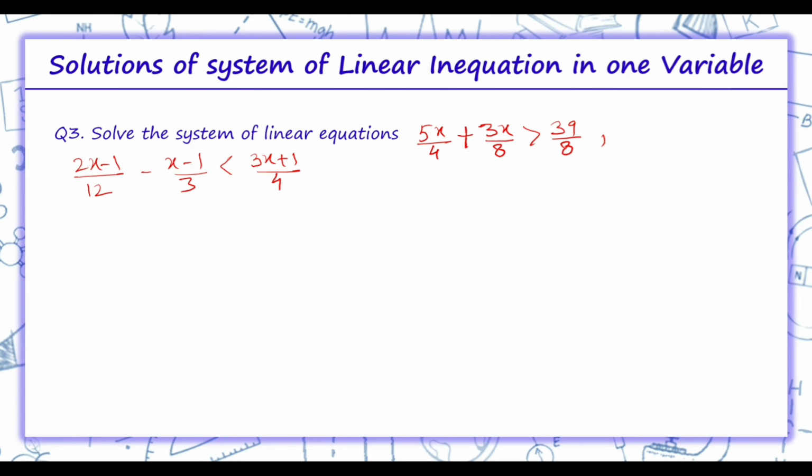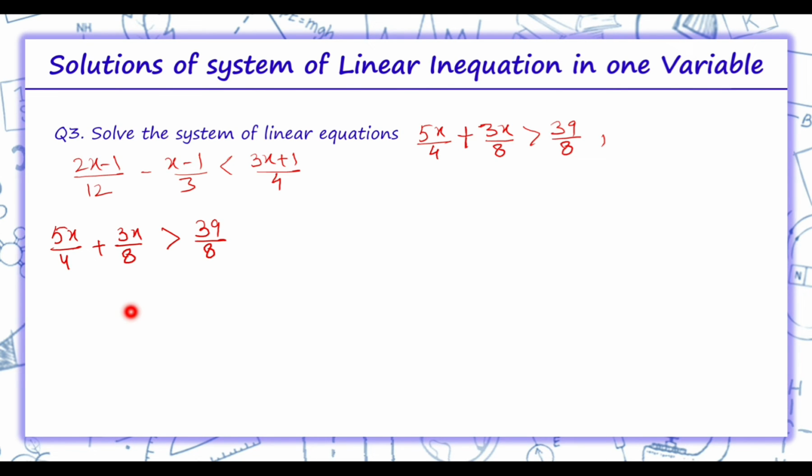The second linear inequation is given: (2x − 1)/12 − (x − 1)/3 < 3x + 1/4. Now we will solve the first inequation, which is 5x/4 + 3x/8 > 39/8.